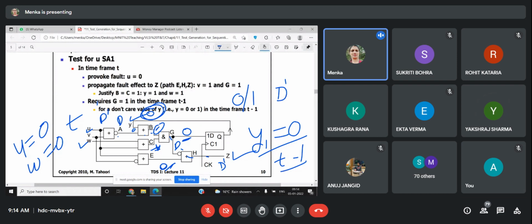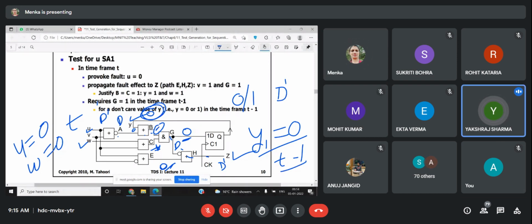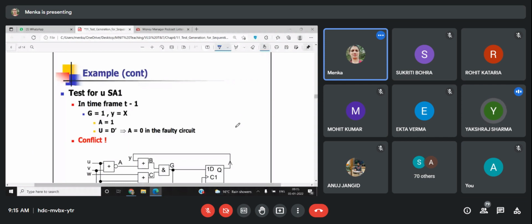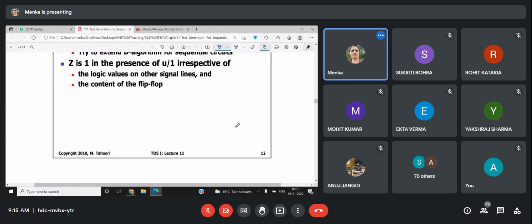Ma'am, please repeat after E is equal to 0. Yeah. Yes, yes, I will be repeating. What did we do after E is equal to 0? Wait a minute.